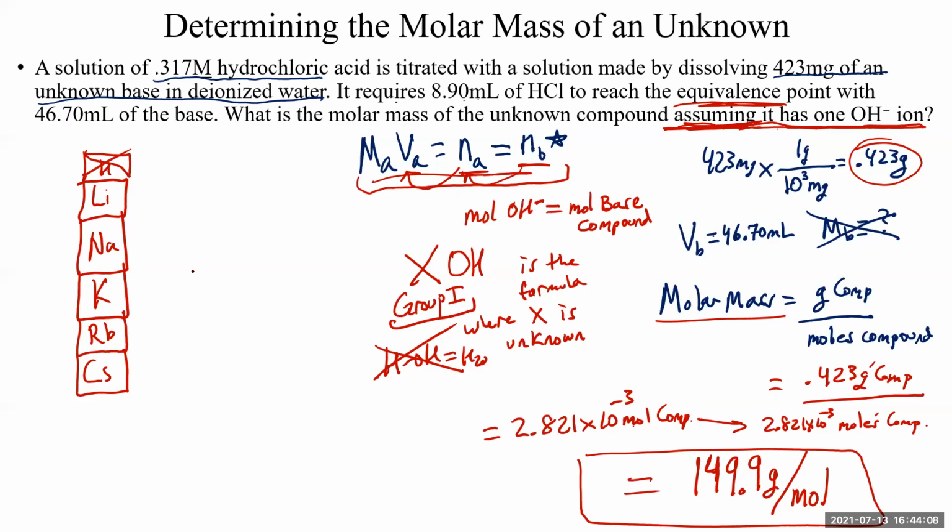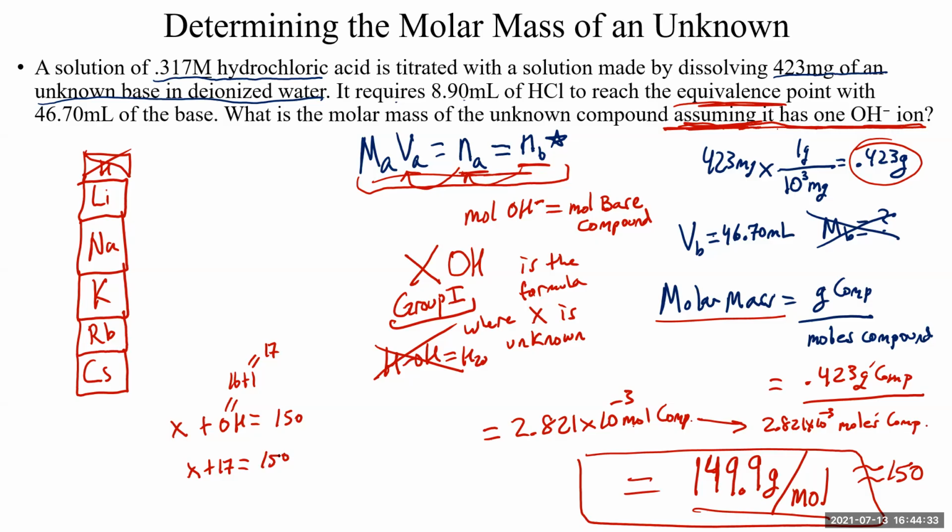Let's add them up. The total molar mass is 150. Let's just say 150, to make the math easier on ourselves. What that means is that X, our unknown metal, plus hydroxide, the molar masses are going to equal 150. Hydroxide is equal to what? 16 plus 1, which is 17. Therefore, X plus 17 grams per mole equals 150 grams per mole.